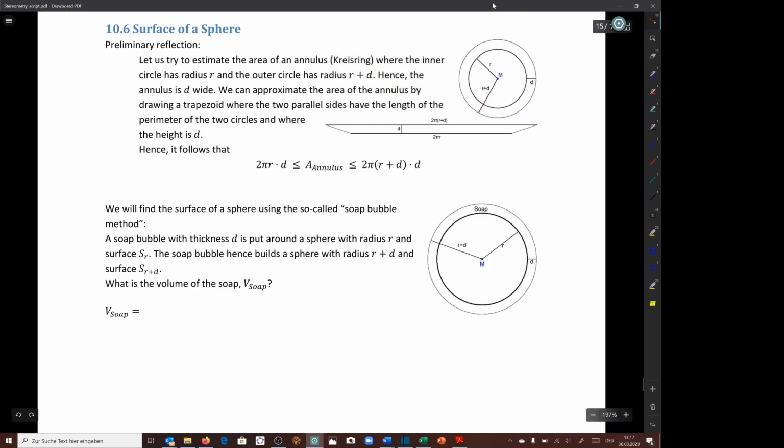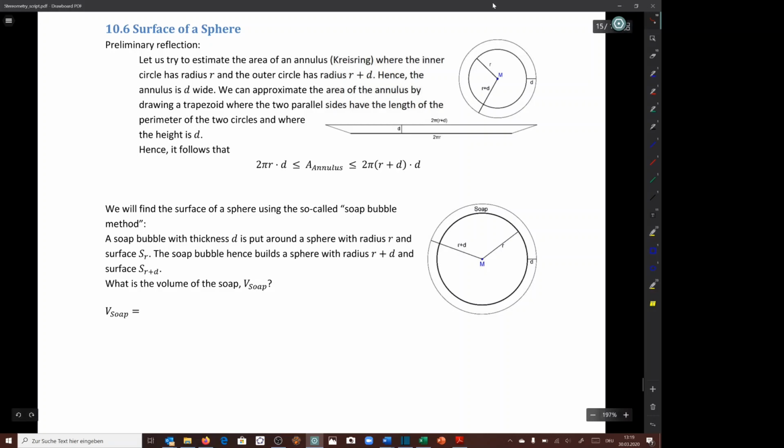If we cut the annulus apart here and then try to unfold it, we'll get in the end something like a trapezoid, where this side here will be just the length of the inner circle circumference, and this side here will be the length of the outer circle circumference. The distance between the two lines is this width d, and note it will not really be a trapezoid because we really cannot unfold it, it's just symbolized in this way.